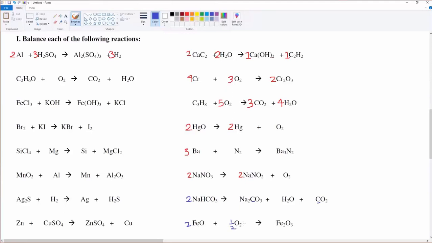And then what do we do? Multiply the whole thing by 2. When I do that, the 2 becomes a 4, the 1/2 becomes a 1, and the 1 becomes a 2. How do you guys feel about these?